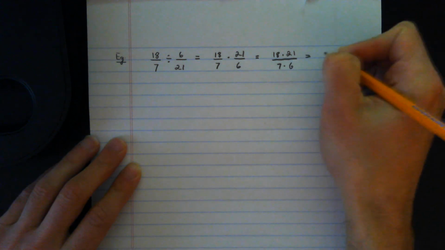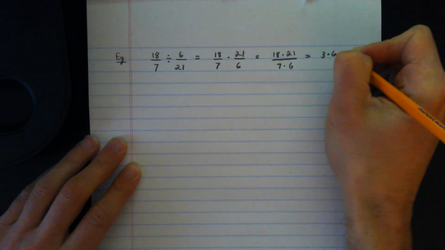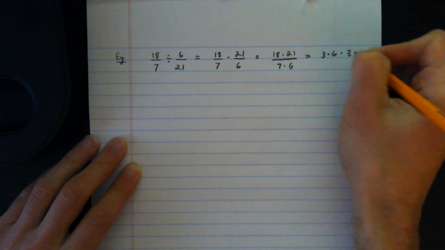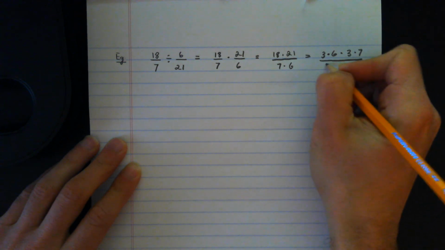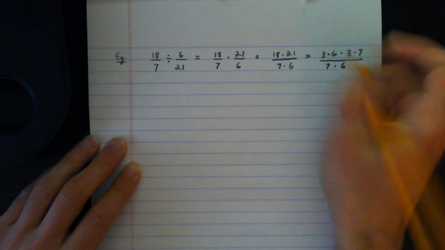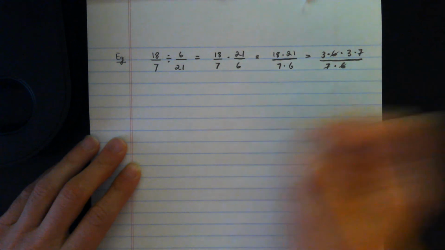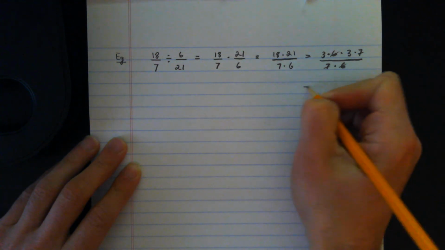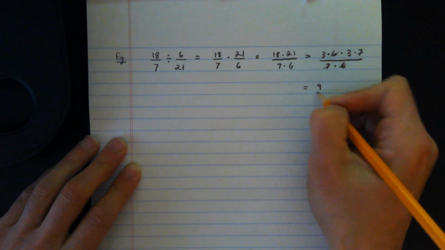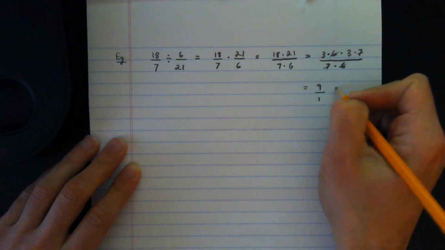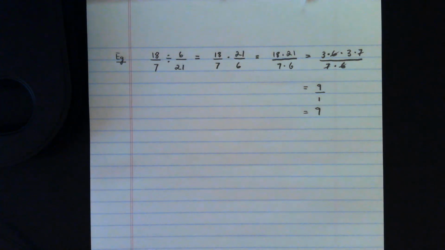And then we can factor the 18 as 3 times 6. And we can factor the 21 as 3 times 7. And that will allow us to cancel common factors. Cancel a 6 with a 6 and a 7 with a 7, like so. And we're just left with 3 times 3 is 9. And we're left with 1 down here, which just equals 9. Okay, so that's an example with division.